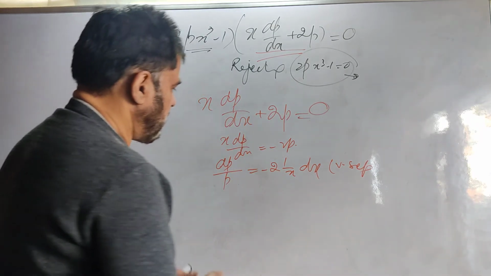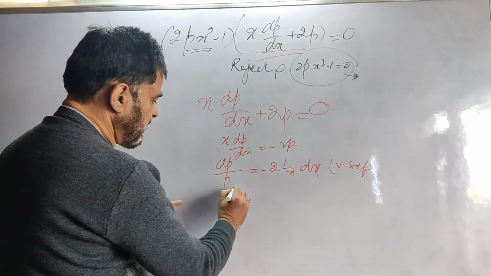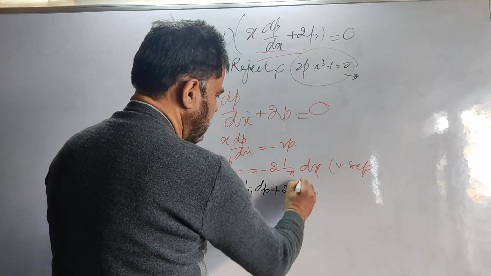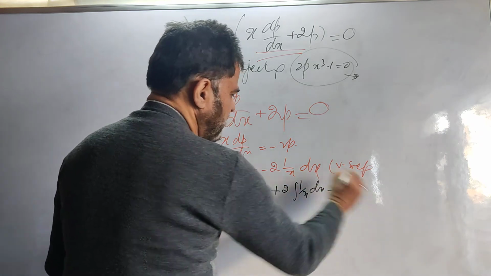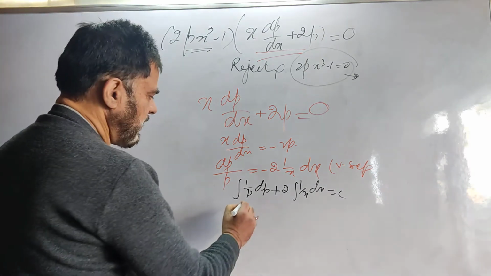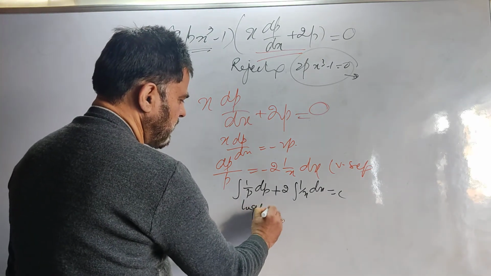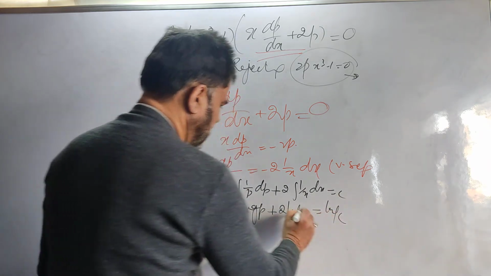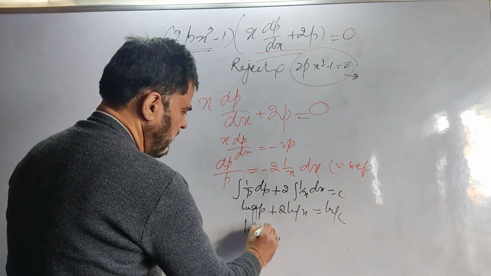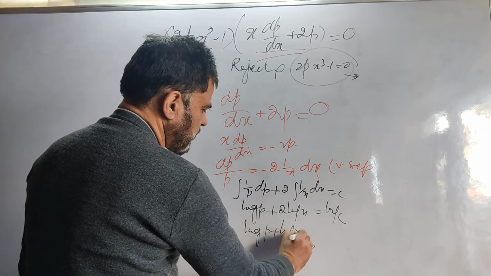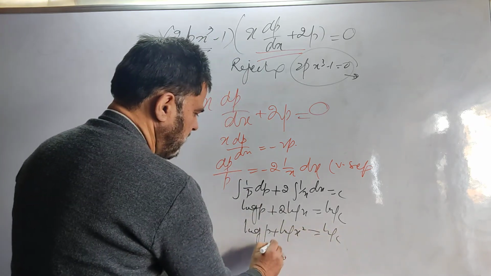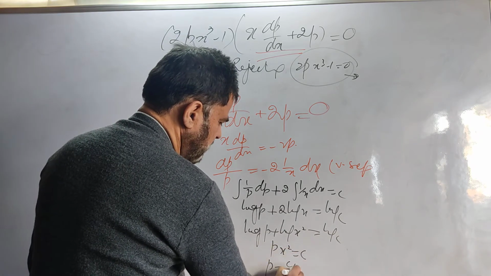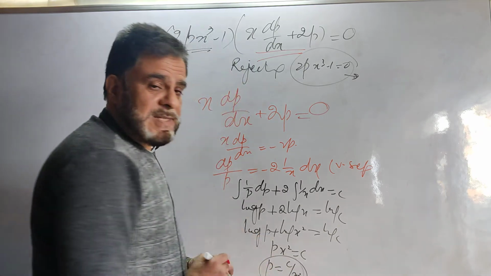Okay, let me integrate it on both sides. As you do, it is integral of 1 by p dp plus twice integral of 1 by x dx. I will add c on this side. This is log p plus twice log x is equal to, I can choose this log c. So this gives log p plus log of x square is equal to log c. This gives me p x square is equal to c. Oh yes, this gives p is equal to c by x square. Here you could easily find out p.